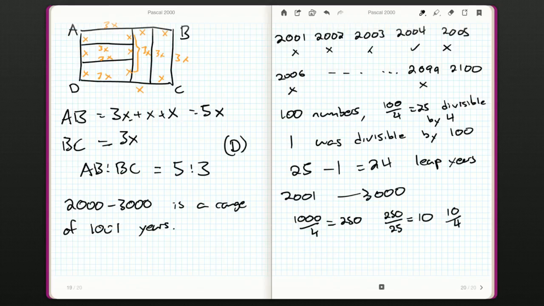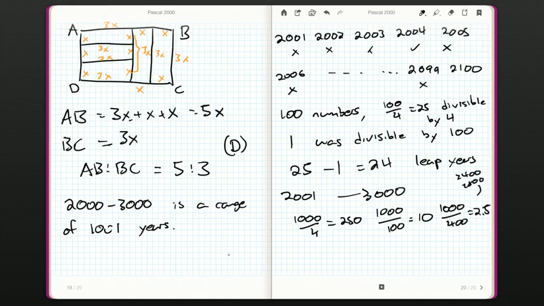It's probably just easier if I do this. How many of these were divisible by 100? 1,000 divided by every 100 years. And then finally 1,000 divided by every 400 years. 2.5. Now this 2.5 is what gets rather tricky, but it's going to be exactly 2. 2,400 and 2,800 are the years we're talking about.